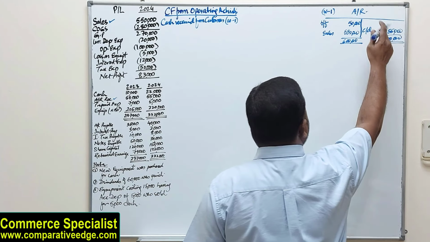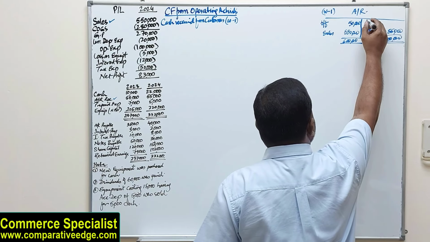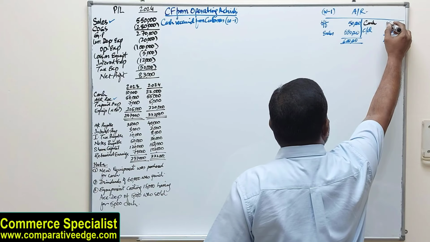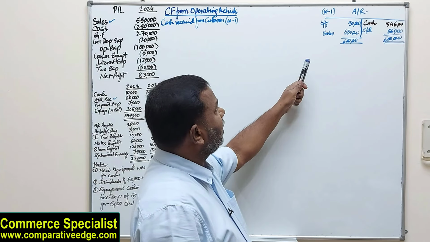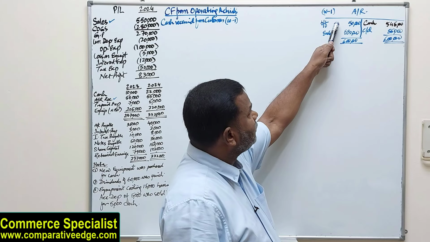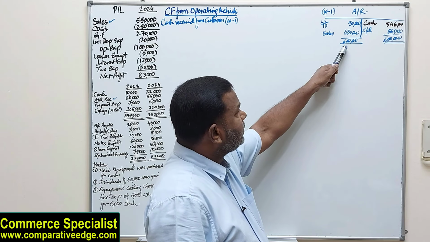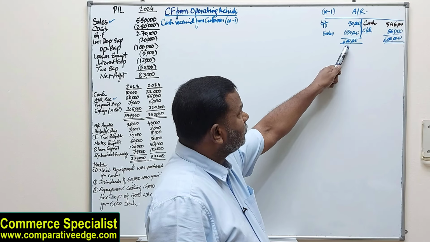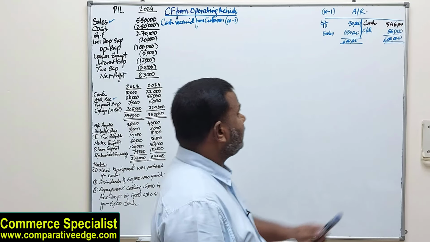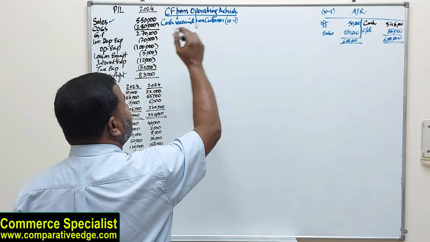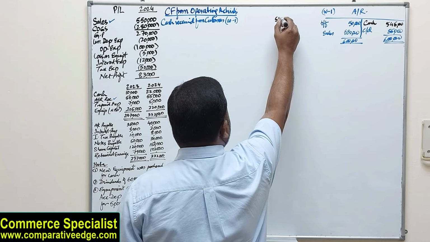So 600 minus 55, you will get cash collected from customers 545,000. This is how you understand the T account. Opening balance of receivable was 50,000. Then you made additional sales on credit. Total amount you had to receive from customers is 600,000, out of which they paid you 545,000 and the closing balance is 55,000. So we got the first amount, cash received from customers, which is 545,000.